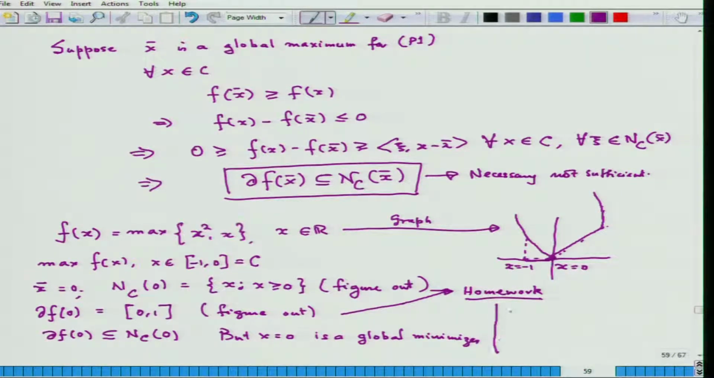So, this example appeared in a paper by myself, with the title Optimality Conditions for Maximizing Locally Lipschitz Functions.